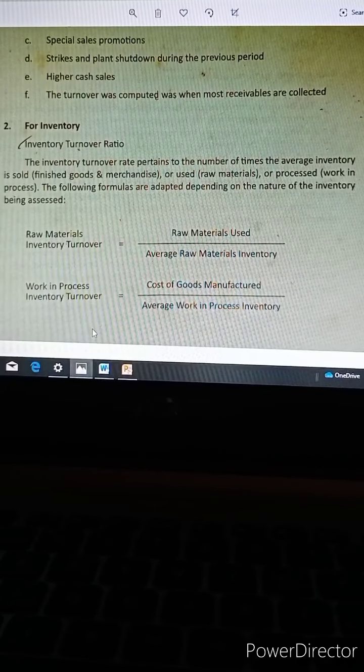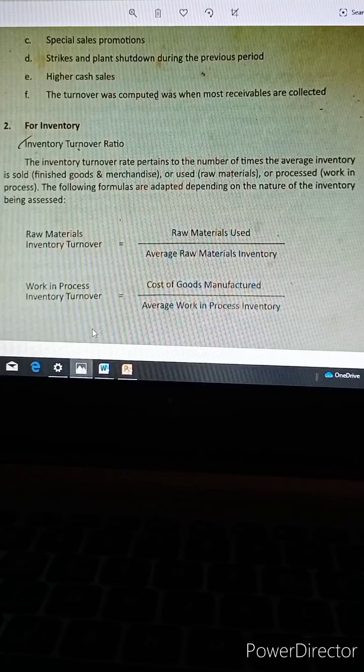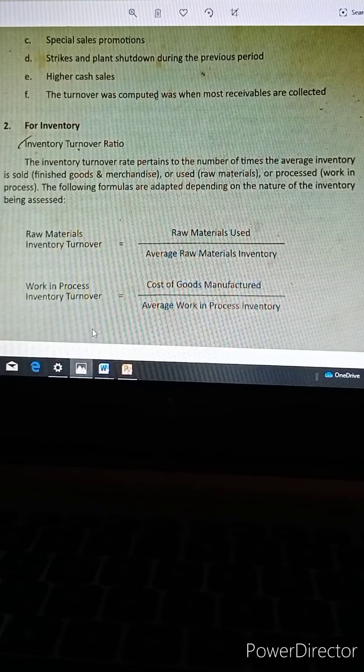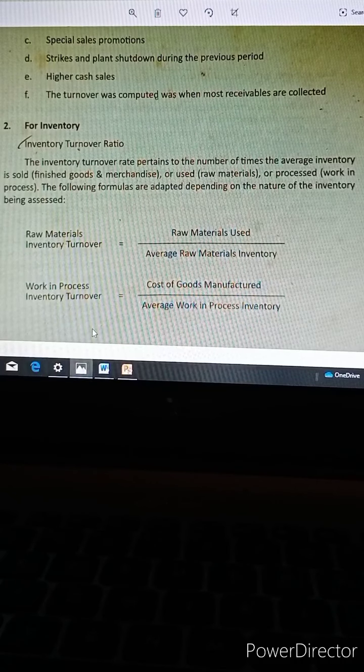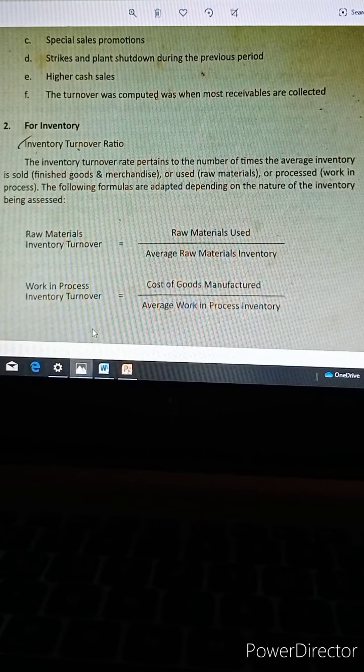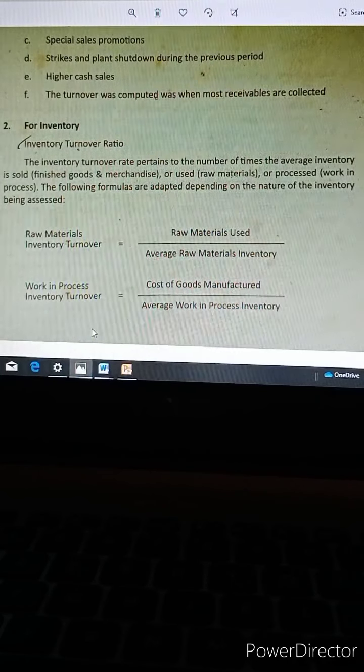Number 2 for the inventory. This is inventory turnover ratio. So the inventory turnover rate pertains to the number of times the average inventory is sold, that is finished goods and merchandise, or used raw materials, or work in process. The following formulas are adapted depending on the nature of the inventory being assessed.